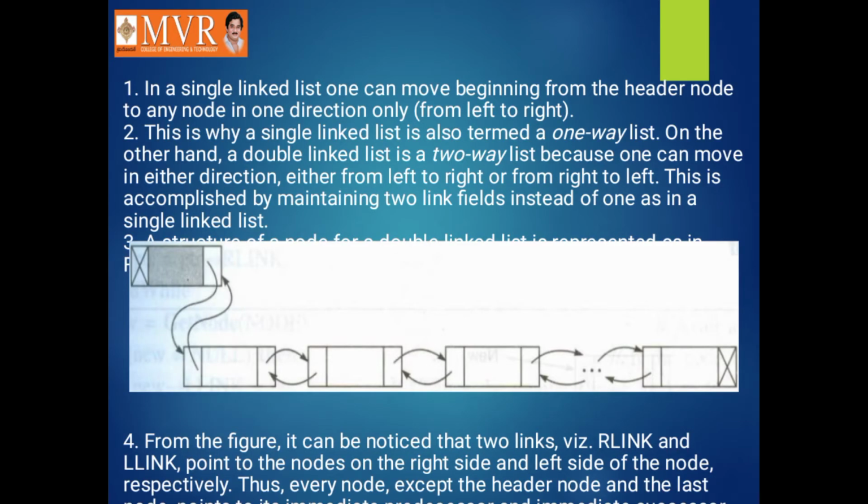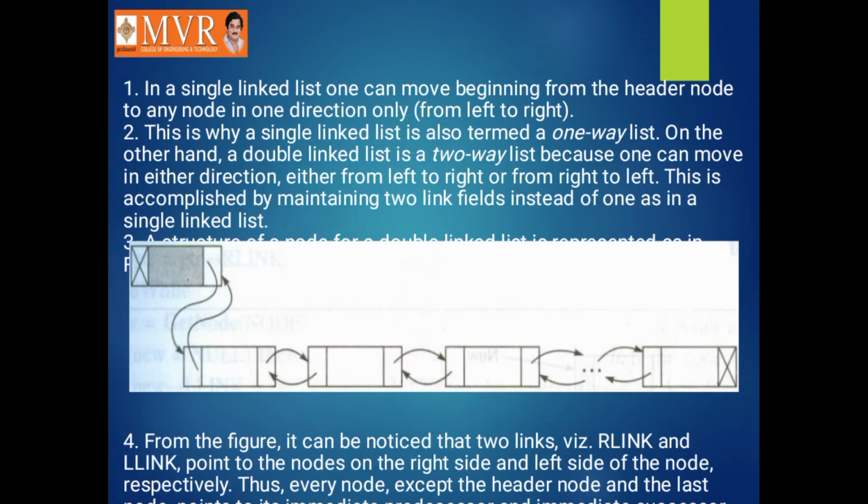Next, in a single linked list, one can move beginning from the header node to any node in one direction only, that is from left to right. That is why a single linked list is also termed a one-way list. On the other hand, a double linked list is a two-way list because one can move in either direction, from left to right or from right to left. This is accomplished by maintaining two link fields instead of one.